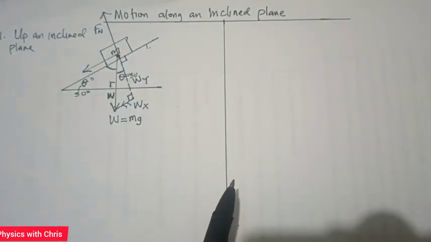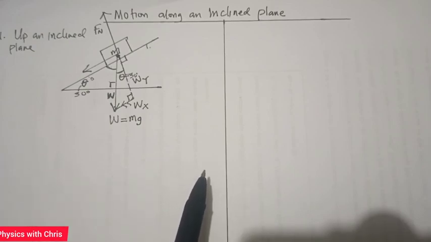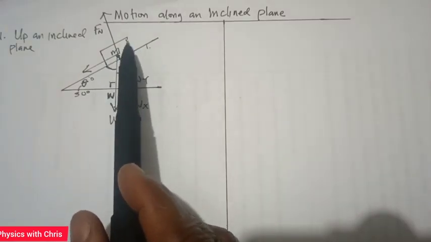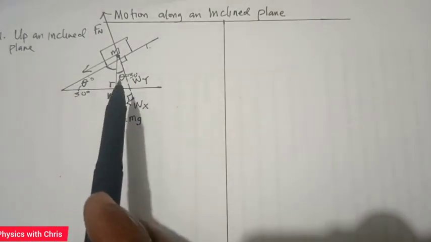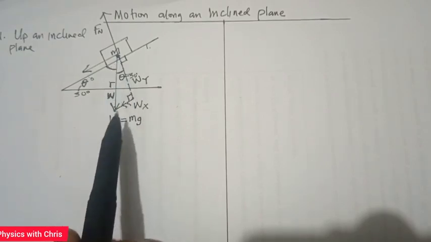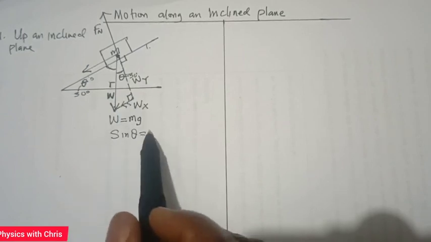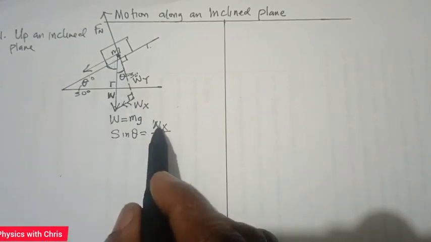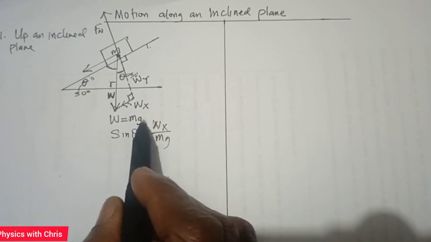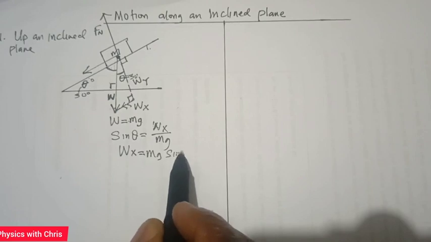In my last video, I went through this, but I'm also doing this so that you can see the case where the forces acting along the direction of motion can cause acceleration, that is, can accelerate the body. Okay, so using this right angle triangle and the trig function, I can define sine theta as opposite, that is Wx, over the hypotenuse, which is the weight, and the weight of the body is mass times g. So my Wx is equal to mg sine theta.